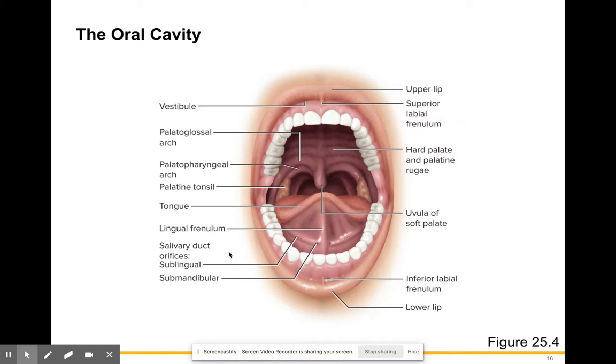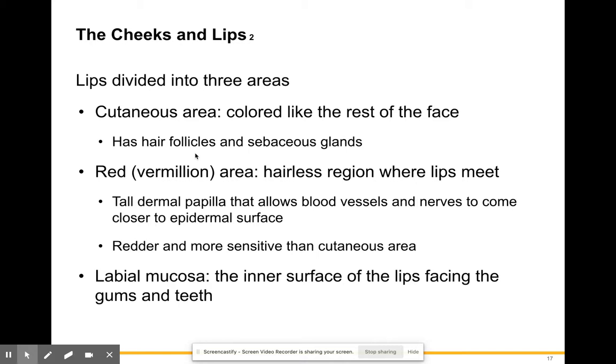Okay, so your lips are divided into three areas. We have the cutaneous area of the lips, which is going to be the same skin tone or color as the rest of your face. That's like where a mustache would grow on a person. That would be the cutaneous parts of the lips. They have hair follicles, so they can grow hair, like I just said, and they have sebaceous glands, which are oil glands that are going to help produce oil onto that facial hair.